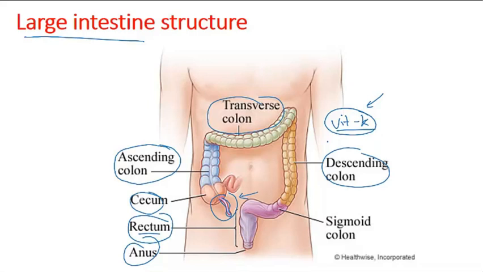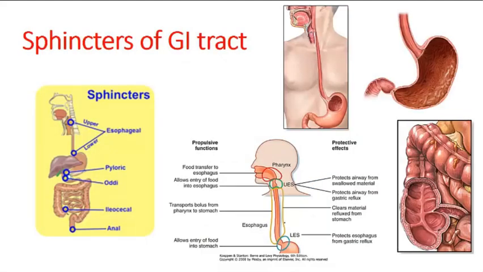As you see, there are 3 bands of smooth muscle called the taenia coli. They cause the outer portion of the colon to be packed into pockets called haustra. That's a unique structure.